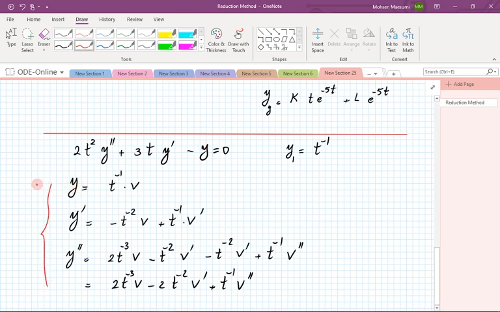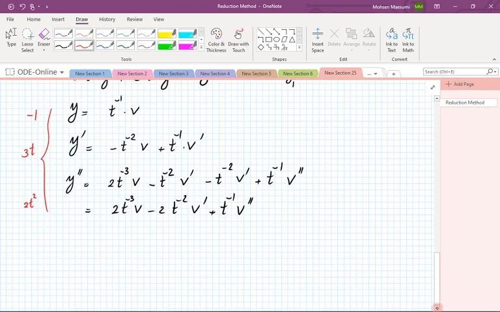Out of y, I want a factor of minus 1. Y prime, I want a factor that is 3t. And y double prime, I want 2t squared. So let's remember what we are multiplying each thing with. To keep track of things, 2t squared, I'm going to put these things here, and then 3t, I'm going to put this one here, and then minus 1 times y itself in the last parentheses equal to 0.